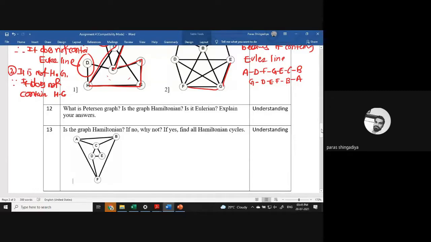Same question. Now in 13, you just check whether it is a Hamiltonian graph or not. Okay. Check whether it is a Hamiltonian graph or not, and then after that find all Hamiltonian cycles. That is not possible to manage, all Hamiltonian cycles. So for that you have to consider at least five different Hamiltonian cycles. Now how can we change the Hamiltonian cycle? Change the starting place. Okay, change the starting place, you will get a different Hamiltonian cycle.